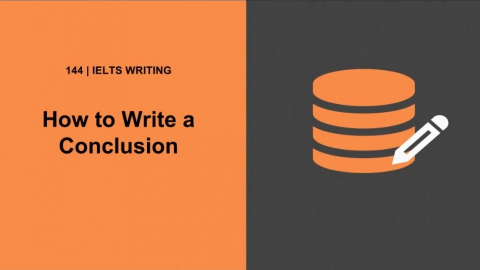So what we'll do first is we'll look at what a conclusion isn't. Okay, sometimes it's the easiest way to describe something by sharing what it isn't, and then we'll describe what it is and how to do it, and then of course give some examples. So a conclusion is not a place for new arguments.